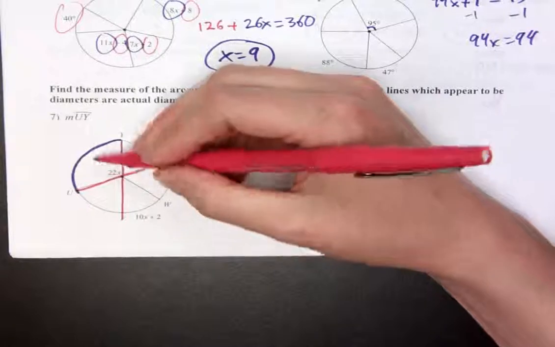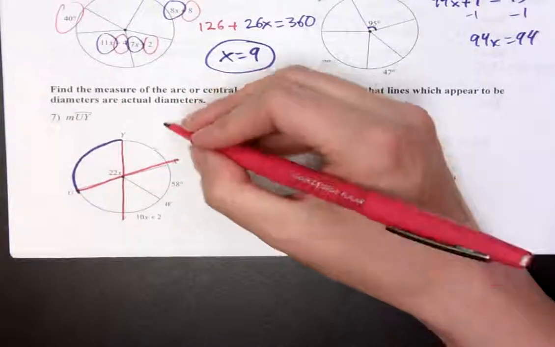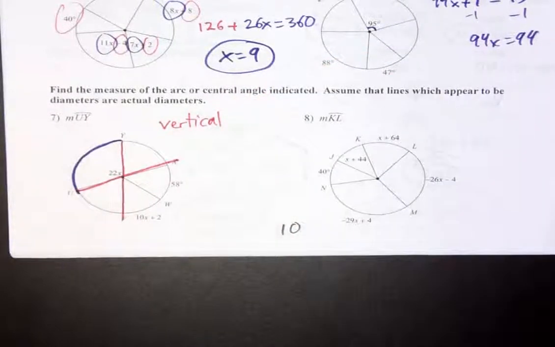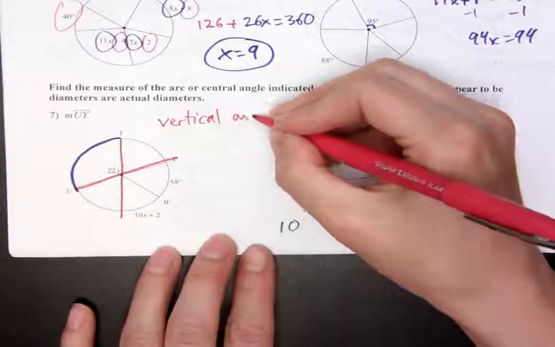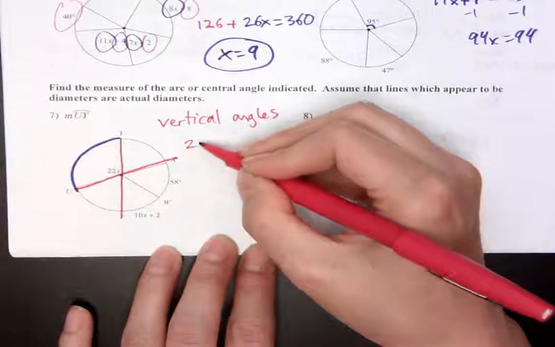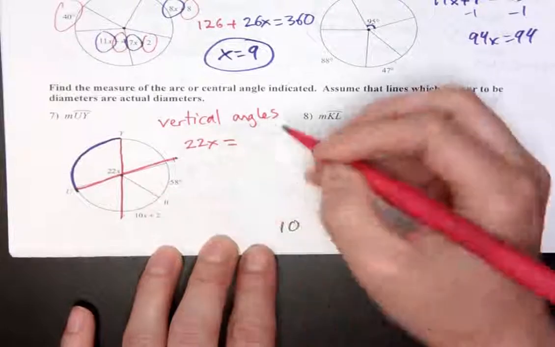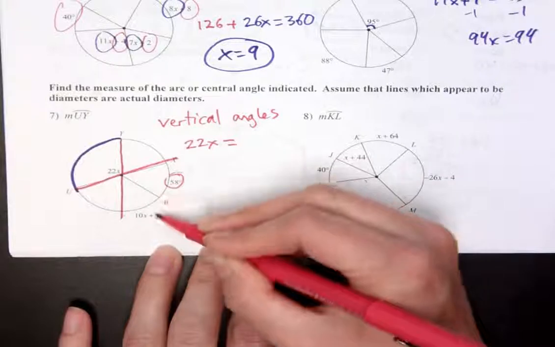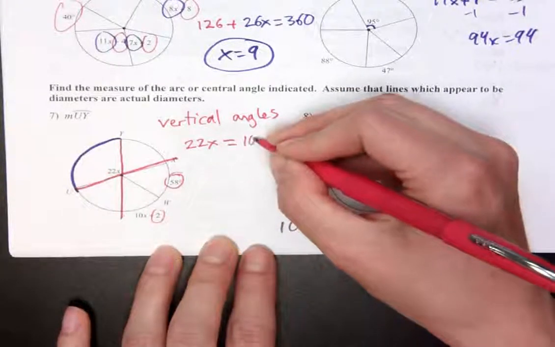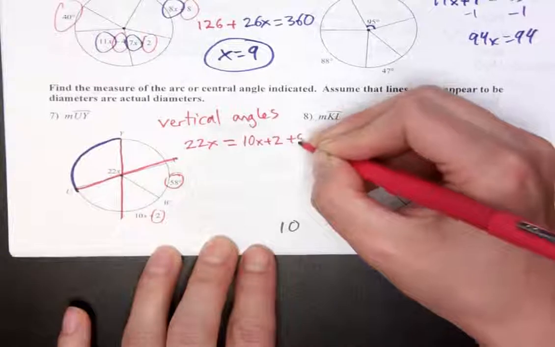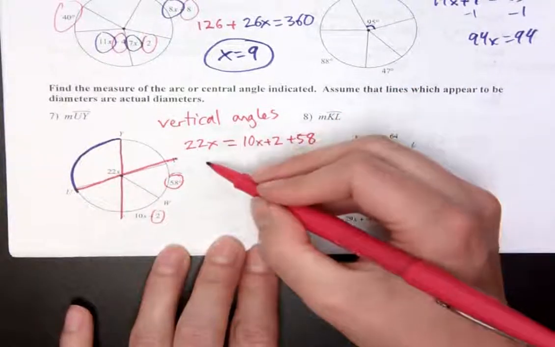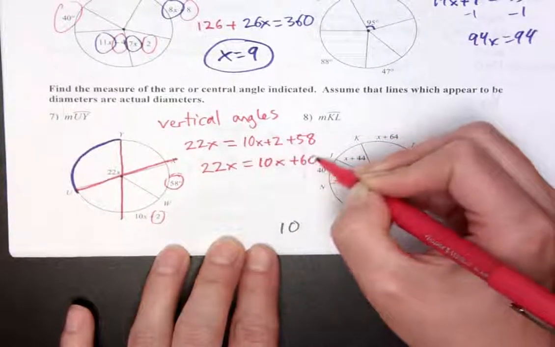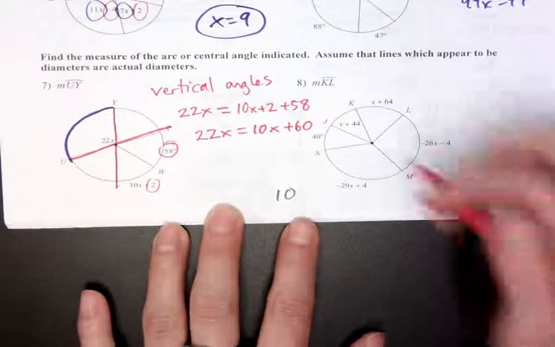Are these vertical angles, though? Yeah, number 10. So yes, those are vertical angles. That's my clue. And so I know 22x has to equal these two added together. So do we want to add them first or write out the whole equation? Write out the equation. So it equals 10x plus 2 plus 58. Now we can do it. And now we can solve it.